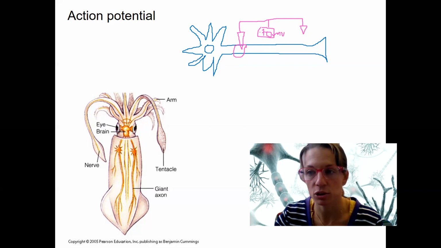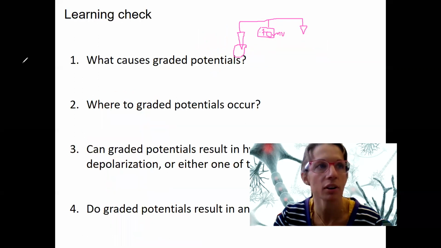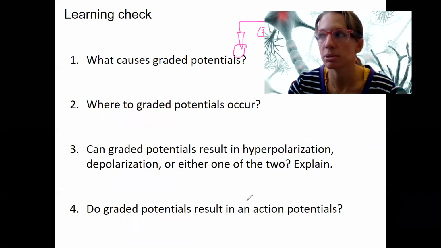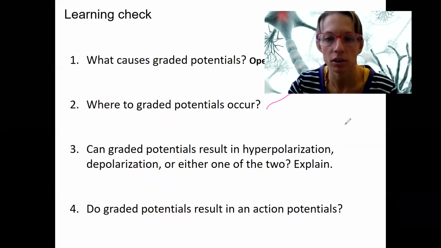Okay, so what I want to do is have you just do a brief review here. You should be able to answer these questions. What causes gradient potentials? Where do they occur? What do they result in terms of the change in the membrane potential? And do they cause an action potential? So please answer those.